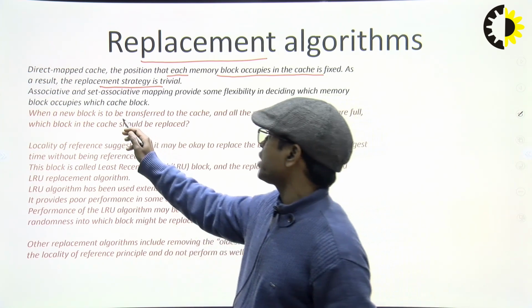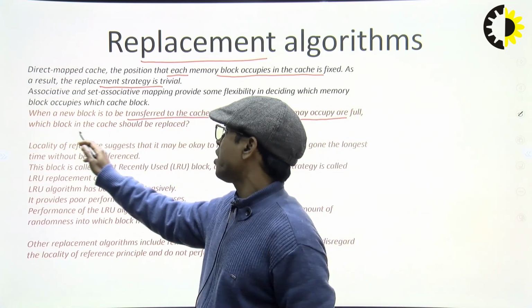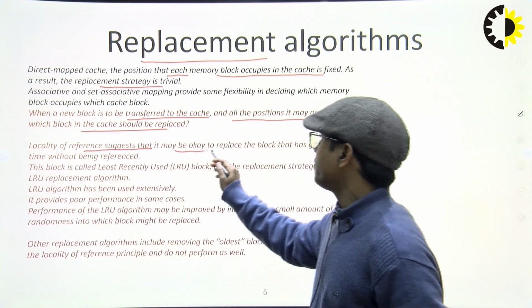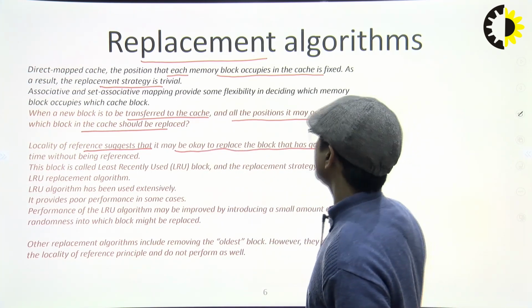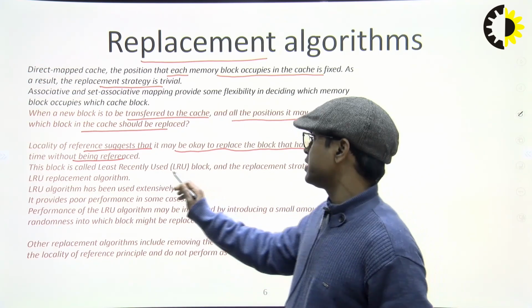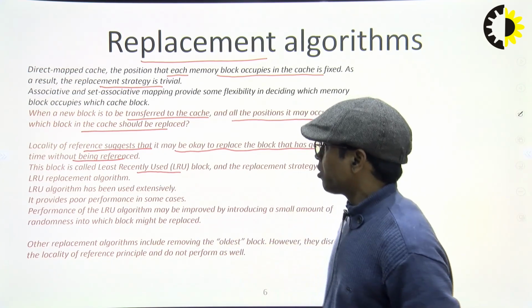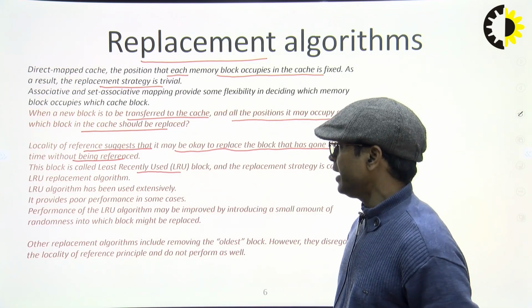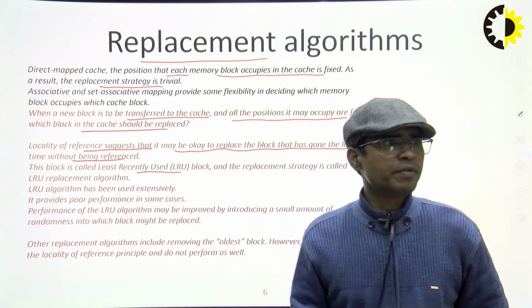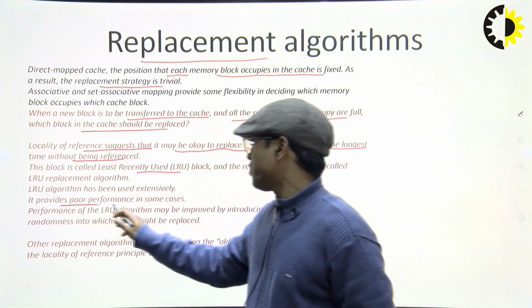So, when a new block is to be transferred to the cache and all positions it may occupy are full, which cache block should be replaced? Certainly, the locality of reference suggests that it may be okay to replace the block that has gone the longest time without being used. Okay. So, there is a policy called the least recently used block strategy, called the LRU replacement algorithm, and it is extensively used in this technique. However, it provides poor performance in some cases.